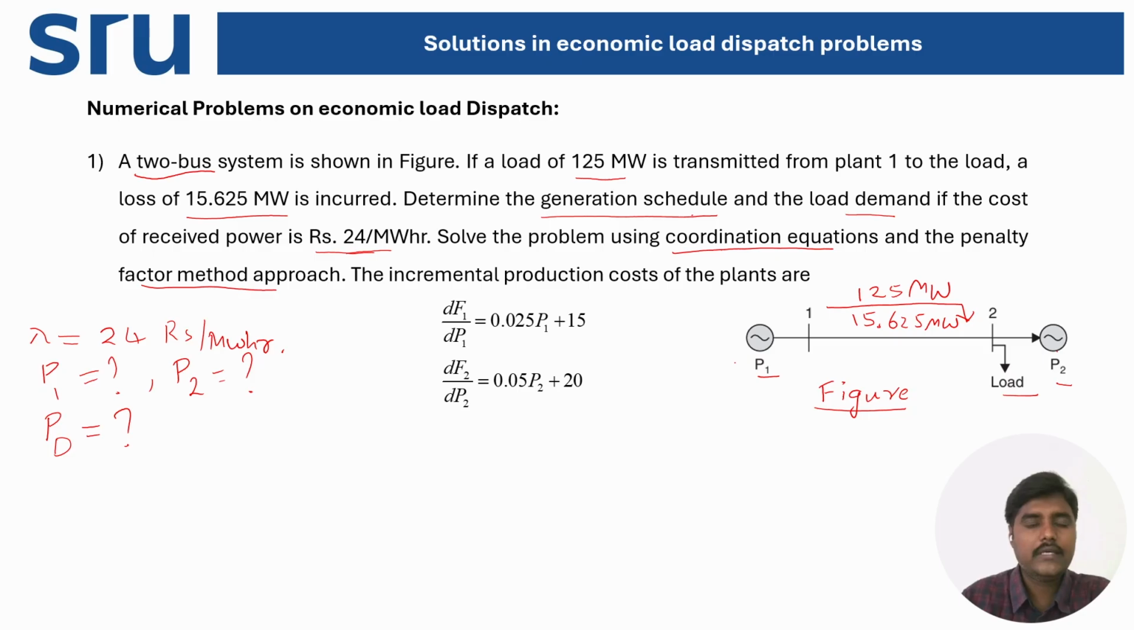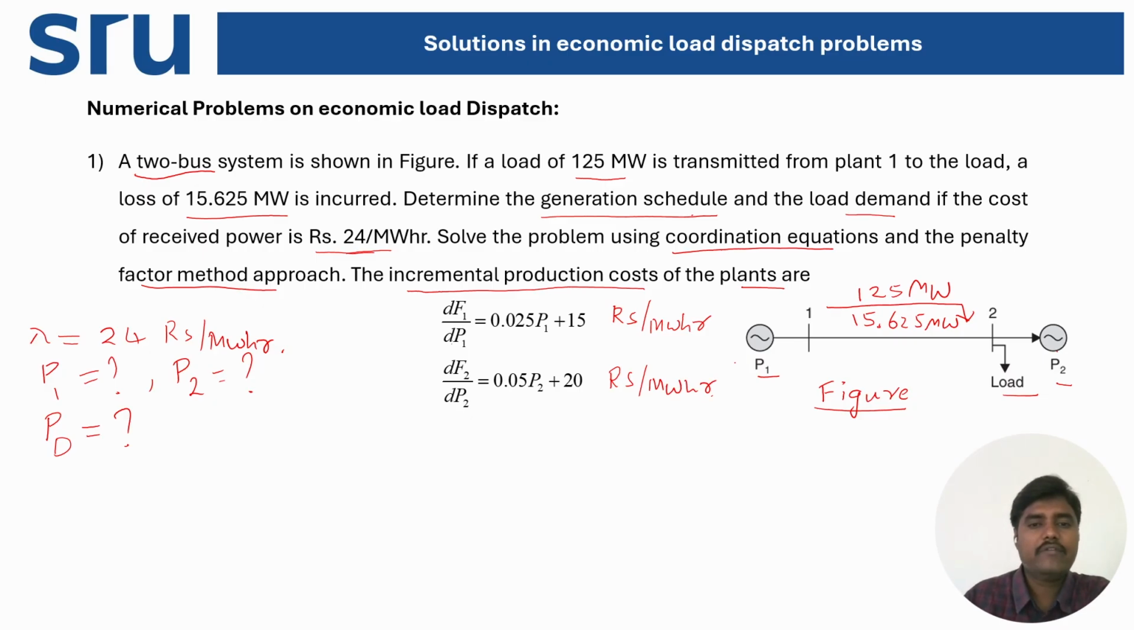So other than that, the final equations or the end answers for a given problem will be the same. And one more data is given here, which is very much required to solve this problem. The incremental production cost, or you can also call it the incremental fuel cost, of the two plants is given as dF1 by dP1 equal to 0.025 P1 plus 15. You can express this equation in rupees per megawatt hour. Similarly for plant 2, dF2 by dP2 is equal to 0.05 P2 plus 20. This also can be expressed in rupees per megawatt hour.